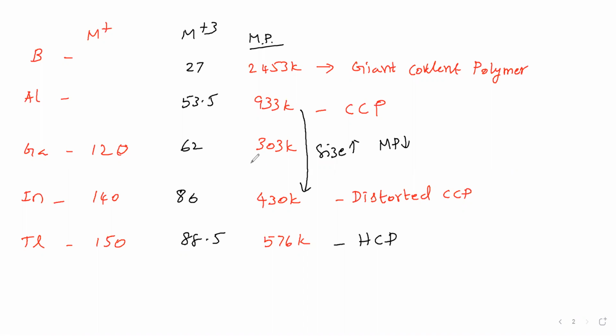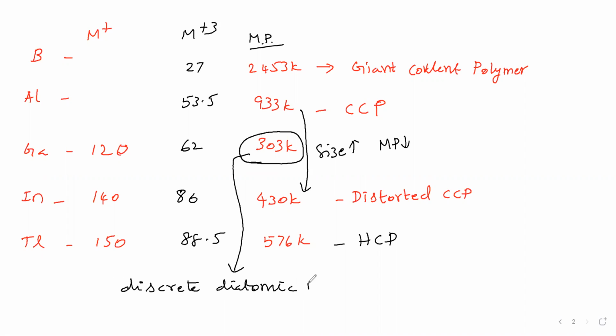Among aluminum, gallium, and indium, gallium shows a difference. What is the difference? Gallium shows a much lower melting point. Why does gallium show a much lower melting point? Gallium exists in the form of discrete diatomic molecules, that is, in the form of Ga2, Ga2, Ga2 like this.